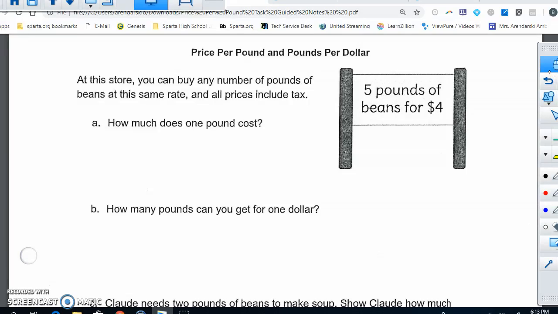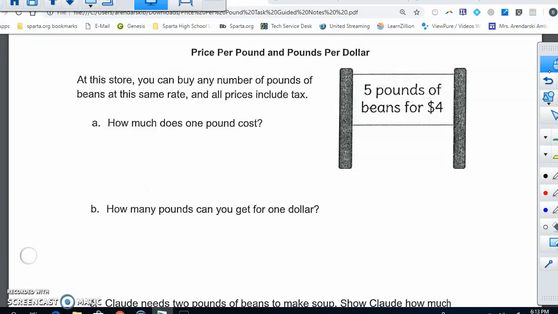Okay, let's take a look at this. At this store, you can buy any number of pounds of beans at the same rate. All prices include tax. So here's our sign that has our information. 5 pounds of beans for $4. Part A, how much does 1 pound cost?